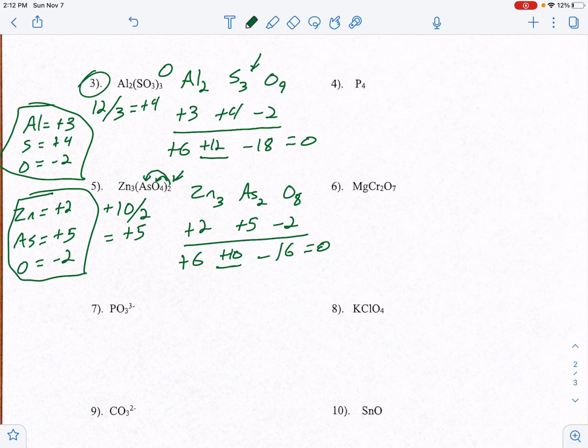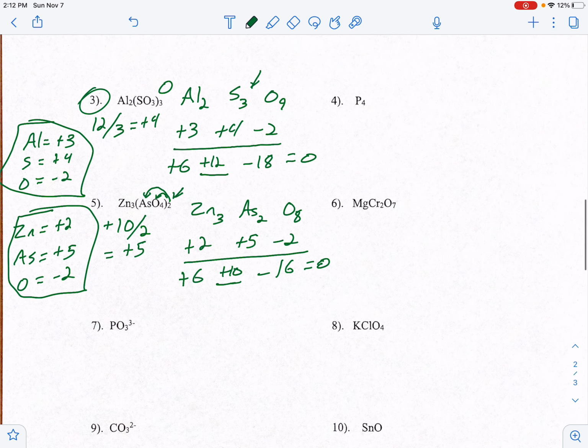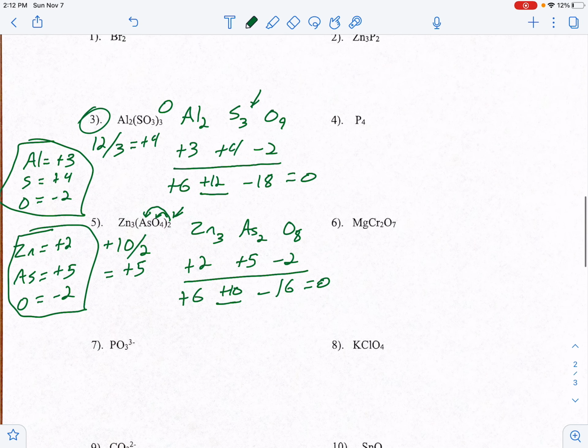Hopefully that helped explain how to find the oxidation numbers or charges in the polyatomic compounds. It's not that bad, so feel free to go back to my notes or watch this video again, or ask any questions if you need any help.